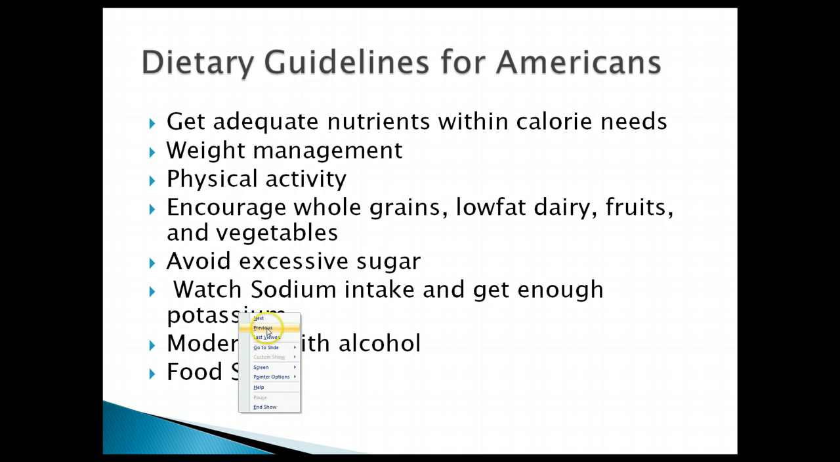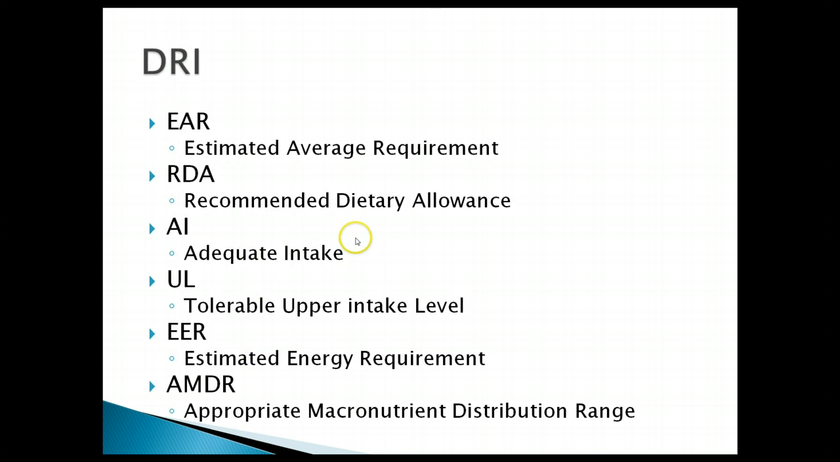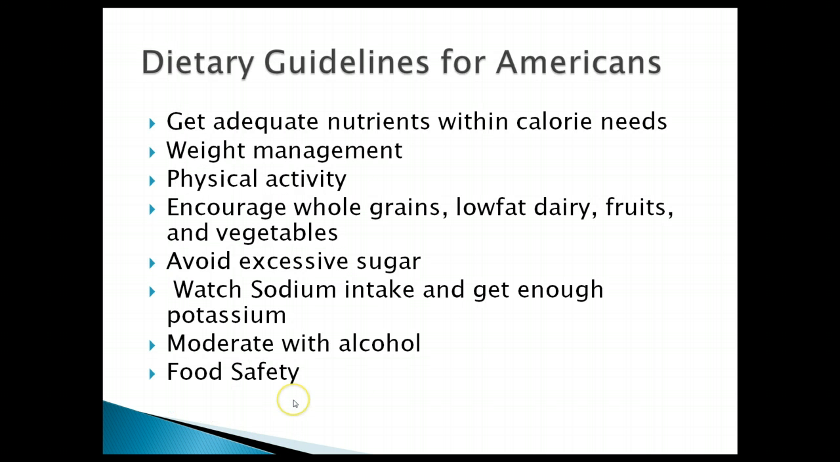Oh, excuse me, go back. Adequate intake. This is what you want your average person to have for their adequate amount to make sure they have enough of something. Some nutrients will have a tolerable upper intake level. So if there's a risk of toxicity, then this is when we would look at the upper intake level, the UL. We also have our estimated energy requirement. So that's your estimated calories for the day, and that's going to be very different for different people, and the appropriate macronutrient distribution range.